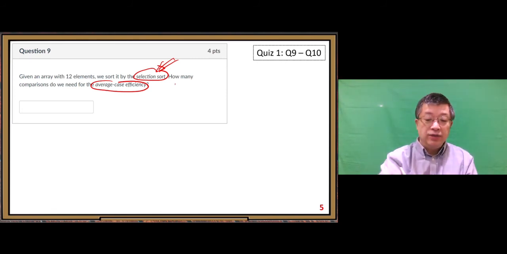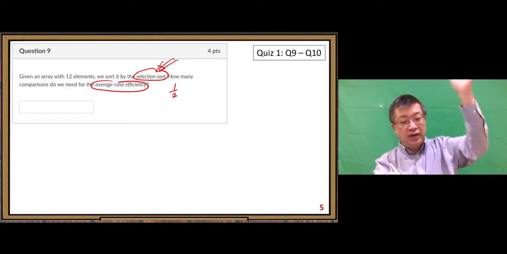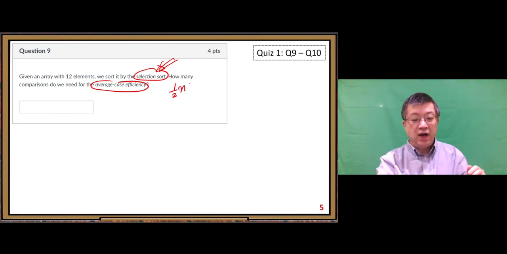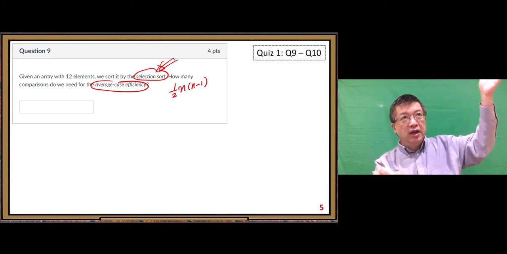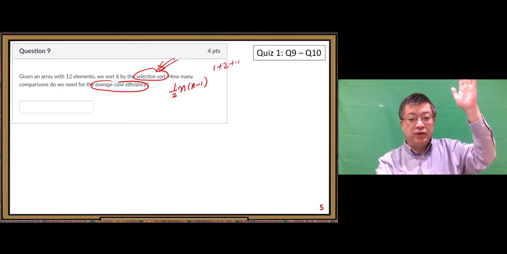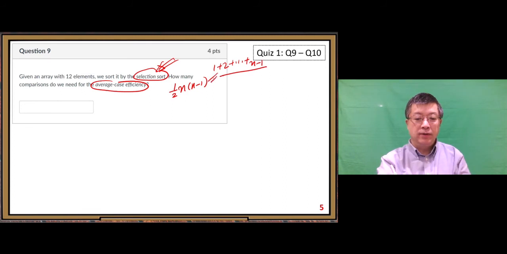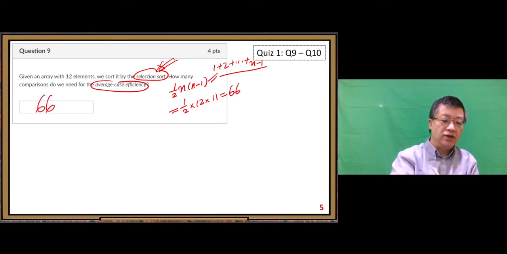So you just recall, from n times n minus 1 over 2, the comparisons: 1 plus 2 plus up to the last one, n minus 1. That number. So you can use this formula. You plug in 12, 11, over 2: 66. That's the answer.